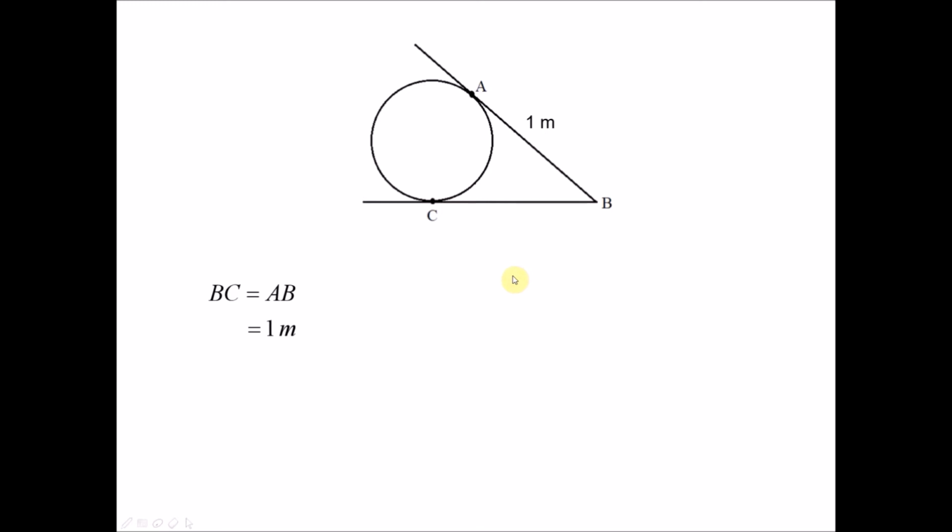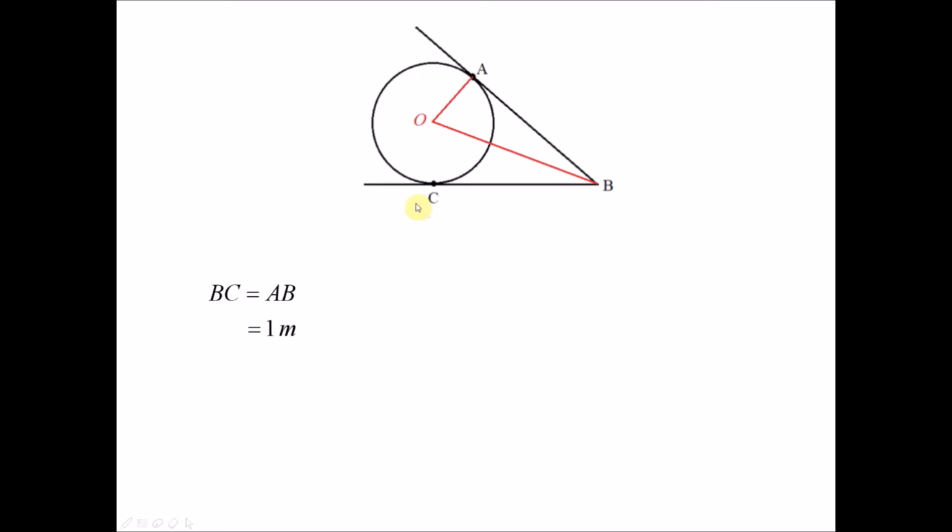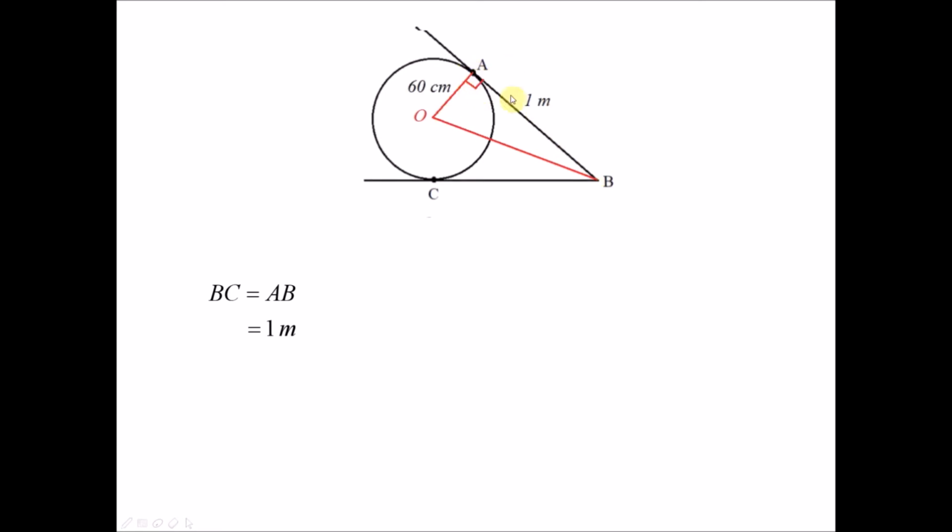So the second question here is we need to find the length from the center until B. So if we draw the line with the center O here, this is the length that we are looking for. Now if we take this side here, remember this line AB is a tangent, hence if we connect A to O, we will form a right angle triangle. AOB is a right angle triangle. AB we already know is 1 meter from the question, and the radius OA is 60 centimeters, also given in the question. So this is a right angle triangle.